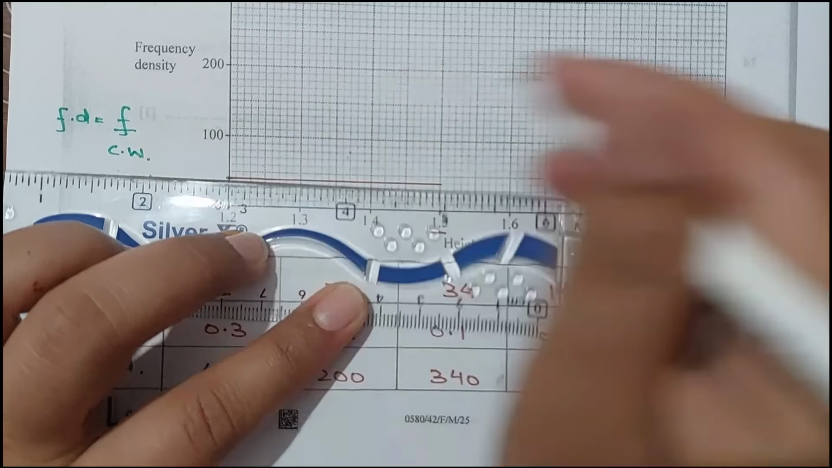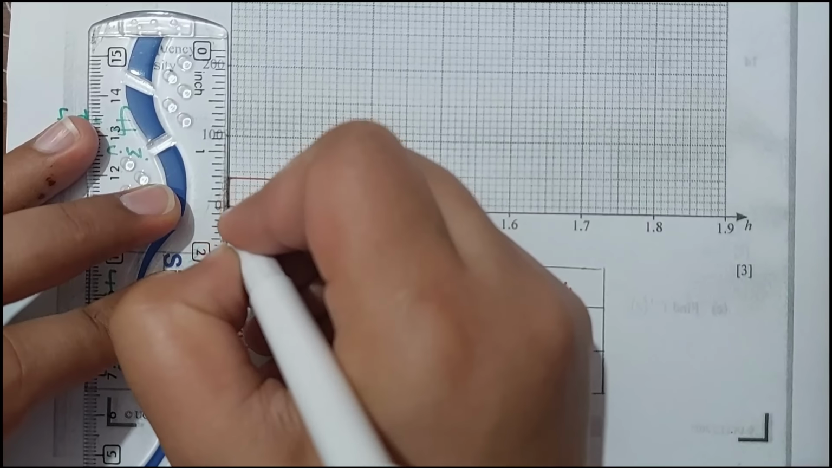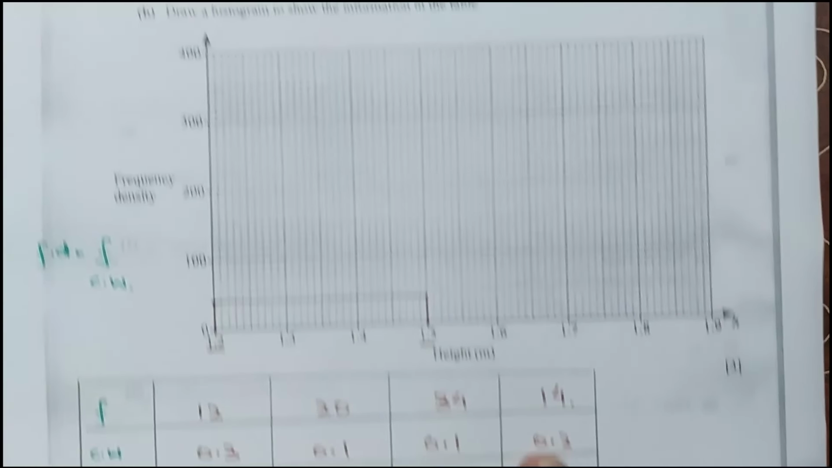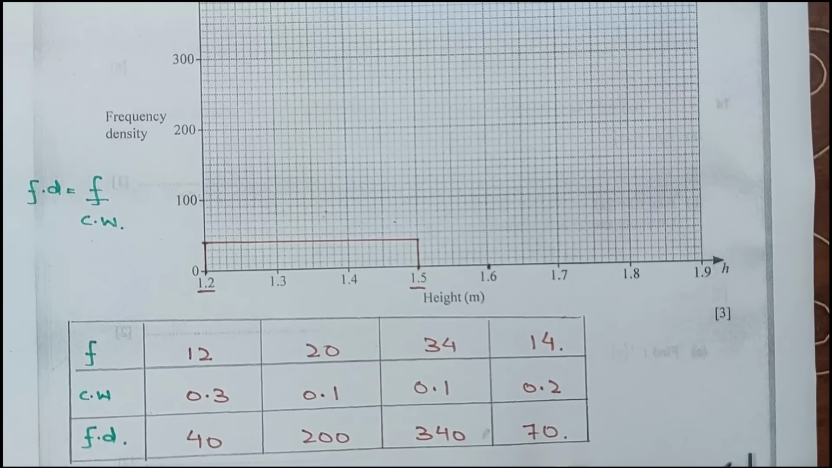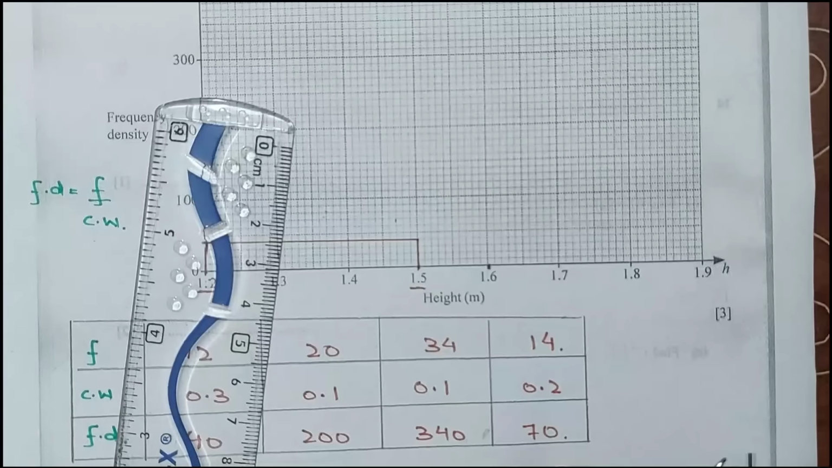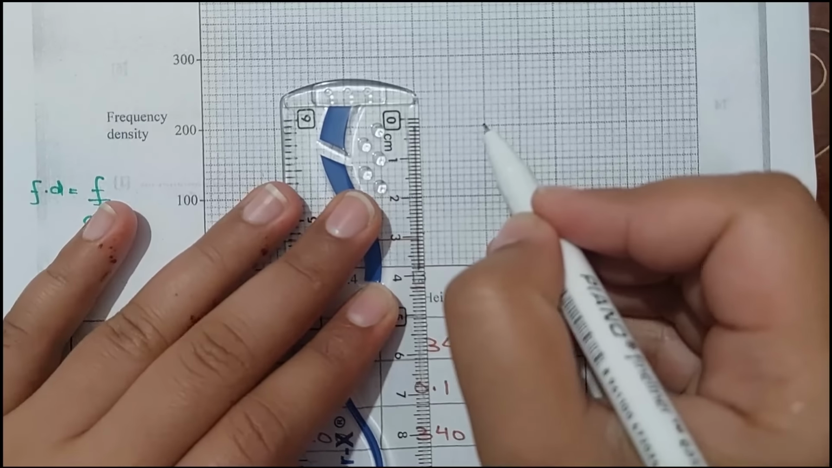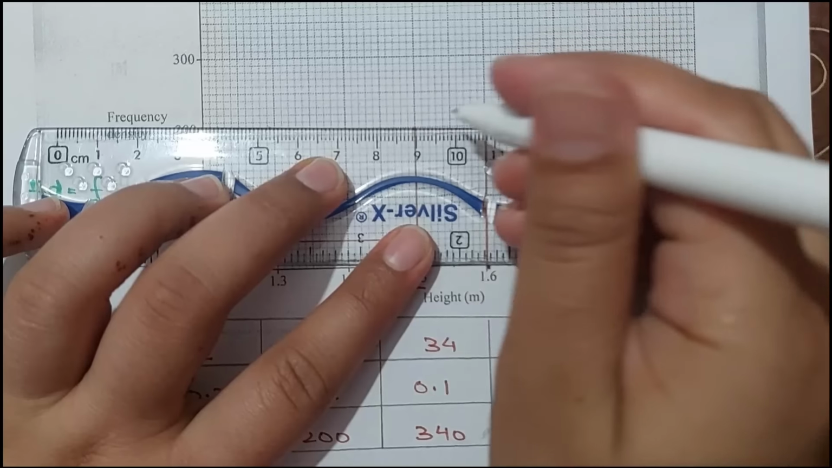One block below 50 is 40. Between 1.2 and 1.5. The next interval is 1.5 till 1.6. Over there, it's 200. This is 200.